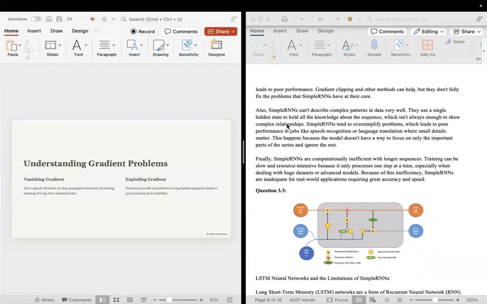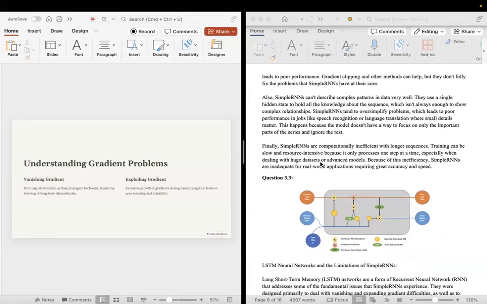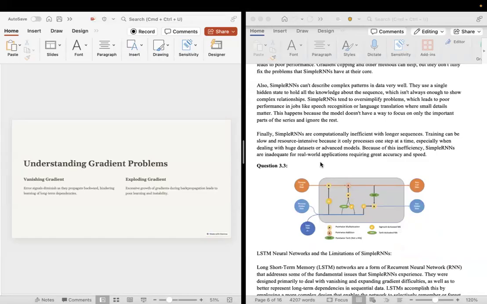They use a single hidden state to hold all the knowledge about the sequences, which isn't always enough to show complex relationships. Finally, simple RNNs are computationally inefficient with longer sequences. Training can be slow and resource intensive because it only processes one step at a time, especially when dealing with huge datasets or advanced models. Because of this inefficiency, simple RNNs are inadequate for real world applications requiring great accuracy and speed.